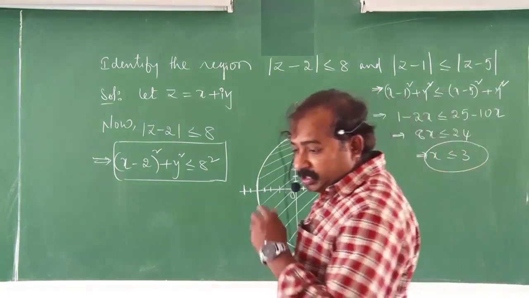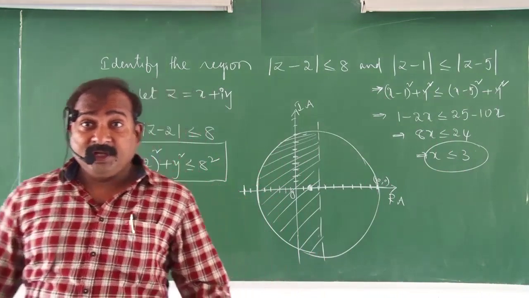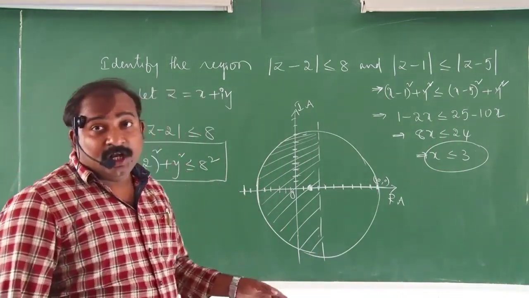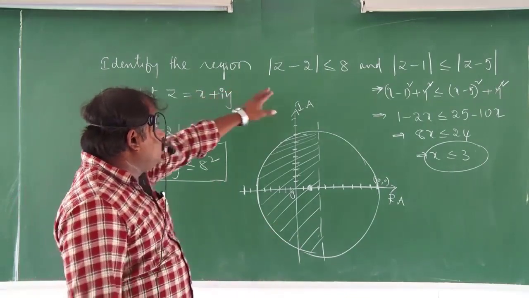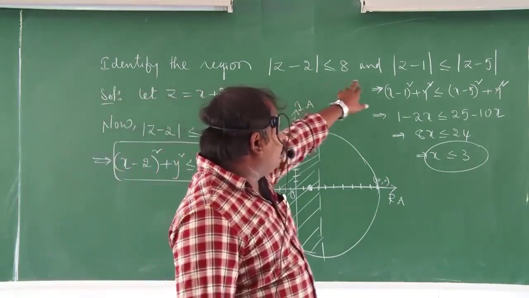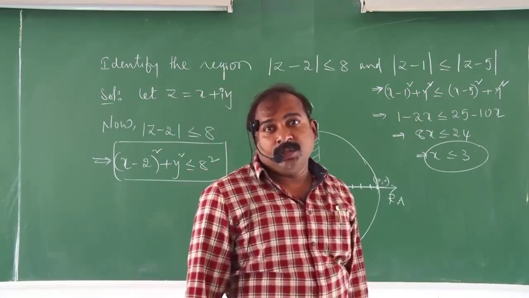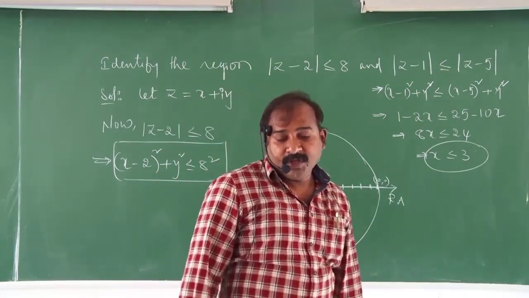Of course, sometimes they will ask: find the area of the region bounded by the complex numbers which satisfy the equation modulus of z minus 2 less than or equal to 8, modulus of z minus 1 less than or equal to modulus of z minus 5. Like this also sometimes they will ask. Okay. Next.